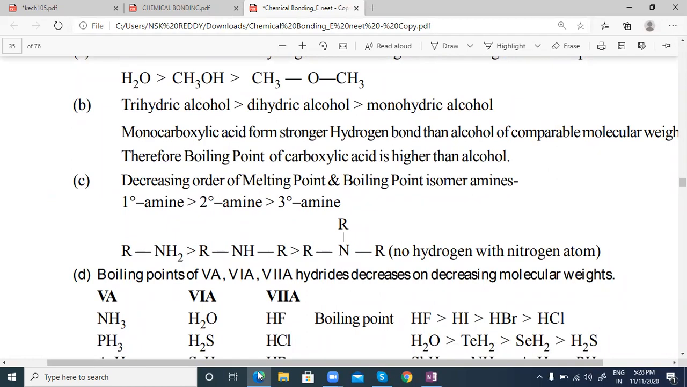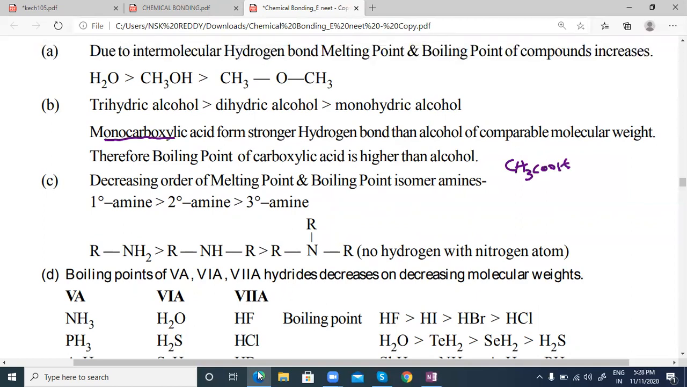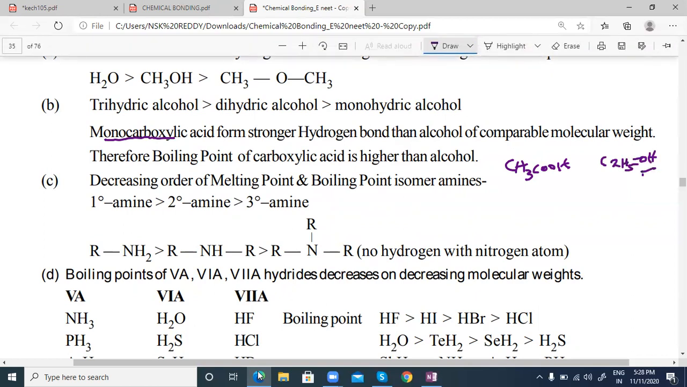Carboxylic acids form stronger hydrogen bonding than alcohols of comparable molecular weight. Suppose I am taking CH3COOH, which has the carboxylic acid group, and C2H5OH, which is the alcohol with the OH group. Which one has the higher boiling point? Hydrogen bonding is strong in the case of acids. They can form strong hydrogen bonding, so the boiling point is higher.